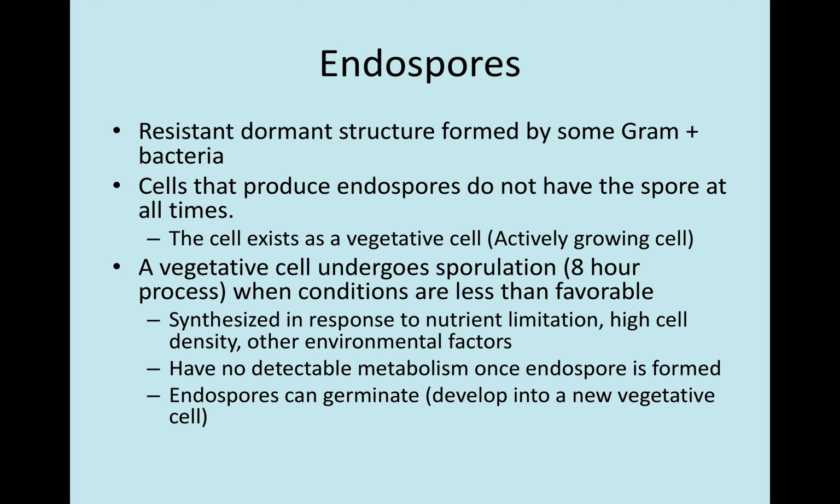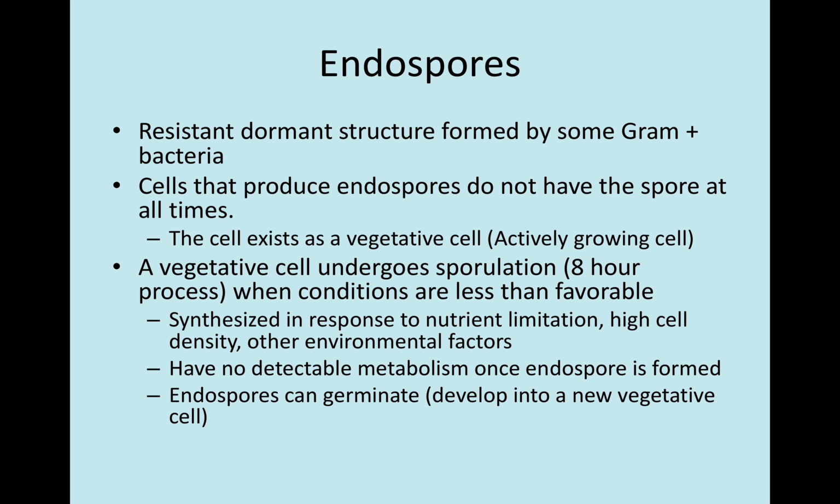And what happens is a vegetative cell undergoes this process of sporulation, which is about an 8-hour process. The cell does this when conditions are less than favorable. So, in response to nutrient limitation, high cell density, or potentially other environmental factors can trigger this process of sporulation and cause the vegetative cell to form an endospore. Once they are in the endospore state, there is no detectable metabolism, meaning that they can survive for long periods of time as the endospore.